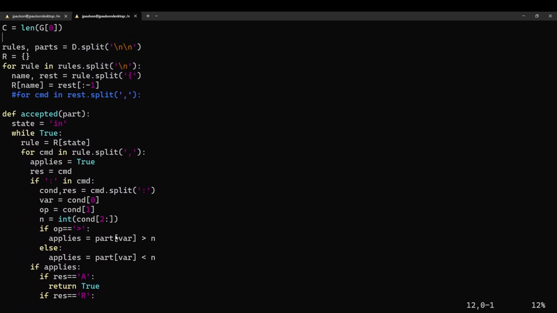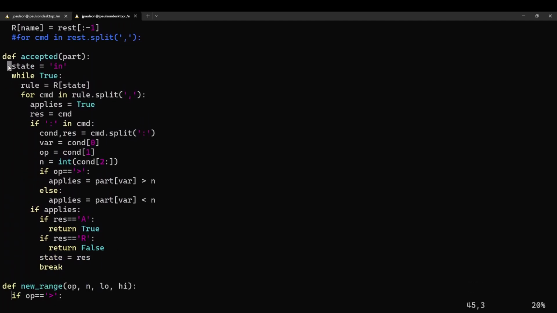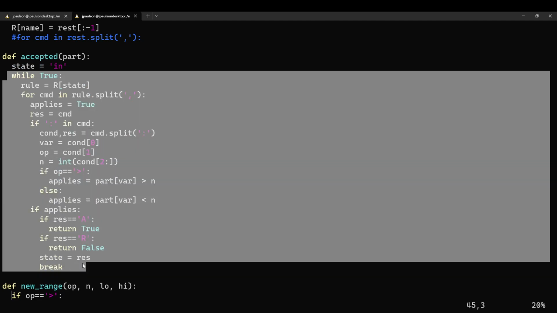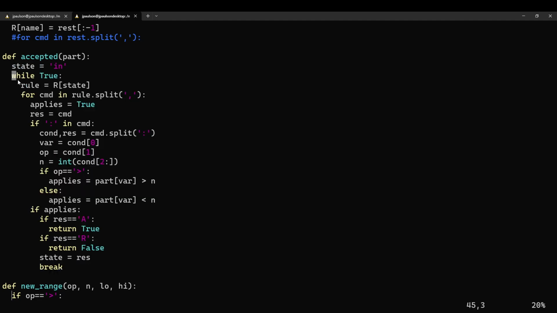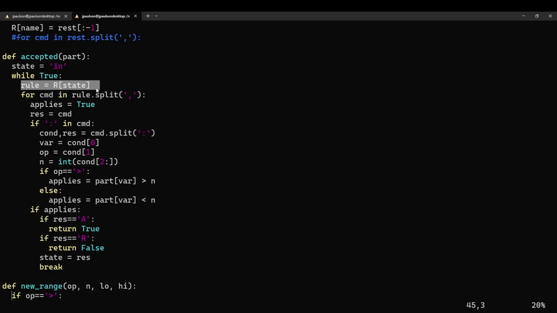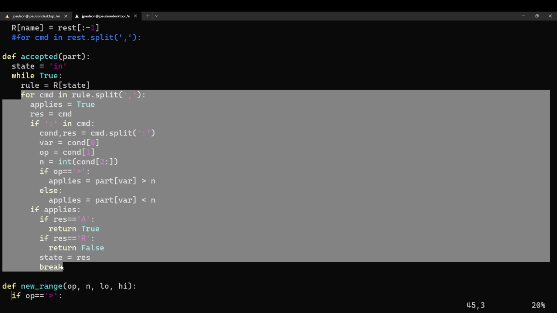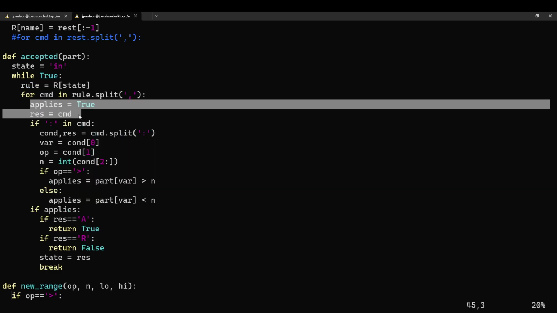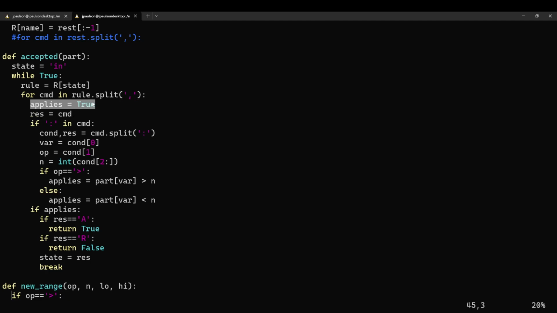So how do we compute if something is accepted? So we always start in state in, and then we apply the rules. So while we are traversing, if we haven't reached the end, we go through the state machine. So look up the rules for our current state and then apply them left to right. So the rule says, conditionally go to a spot, where the condition is either it always happens, or if there's a colon, then it conditionally happens.